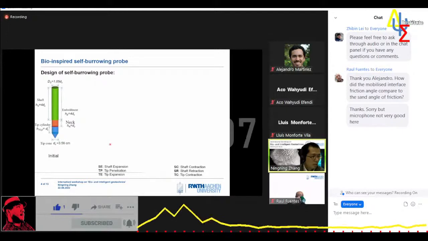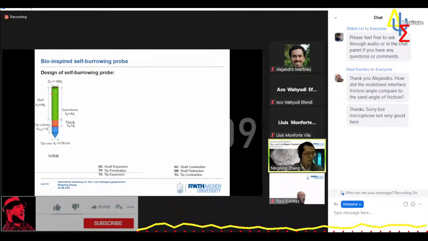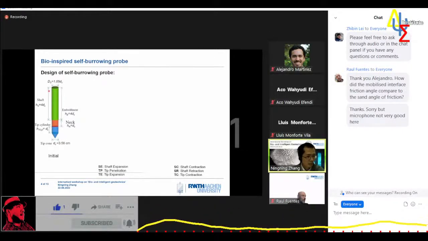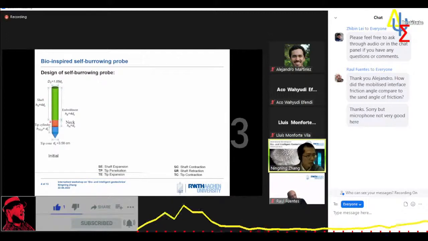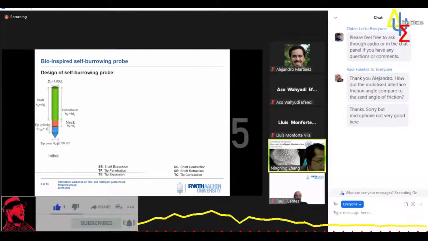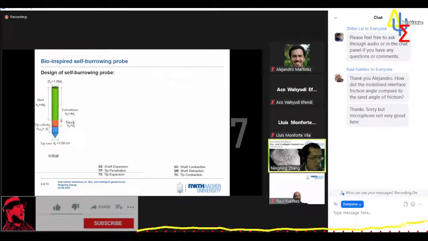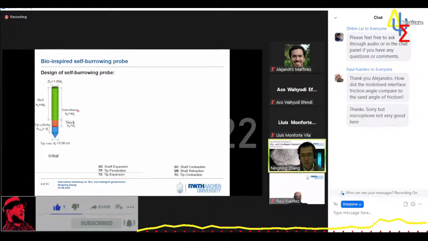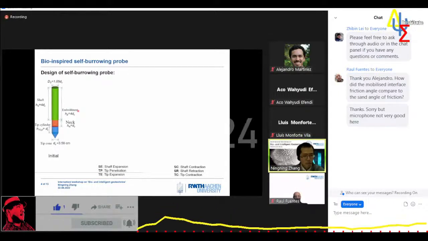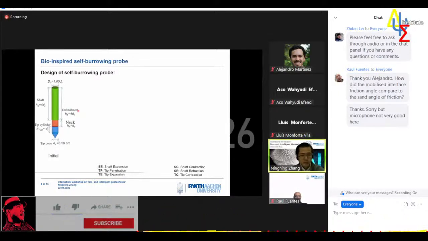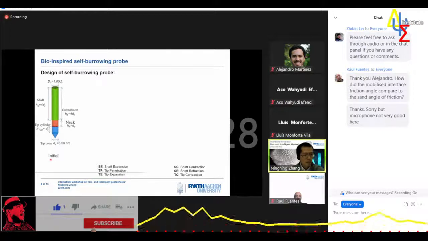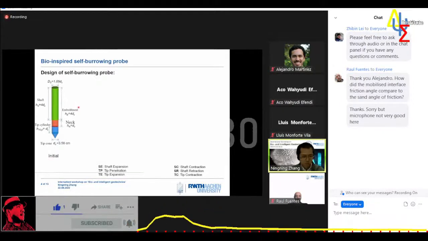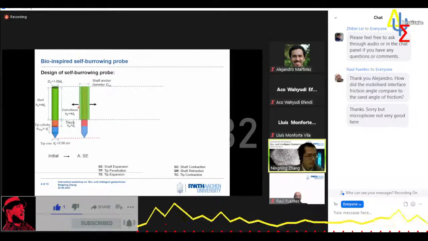Here you see the profile of the probe. It contains a shaft in this green part here, a tip cylinder, this blue part here, a tip cone, a neck that connects the shaft and the tip, and also one embedment that extends into the shaft. So this is the initial configuration of the probe, and now self-boring starts.